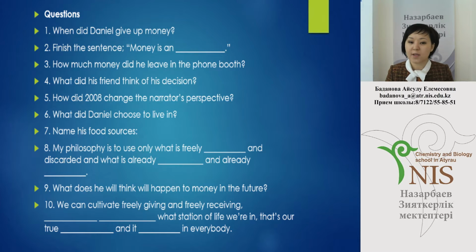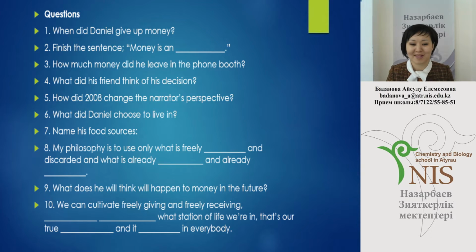Number 4. What did his friend think of his decision? So what was his opinion? What was their reaction? How did the year 2008 change the narrator's perspective? Okay, what happened that year? Think of that as well. Number 6. What did Daniel choose to live in? What was his shelter? What was his house?